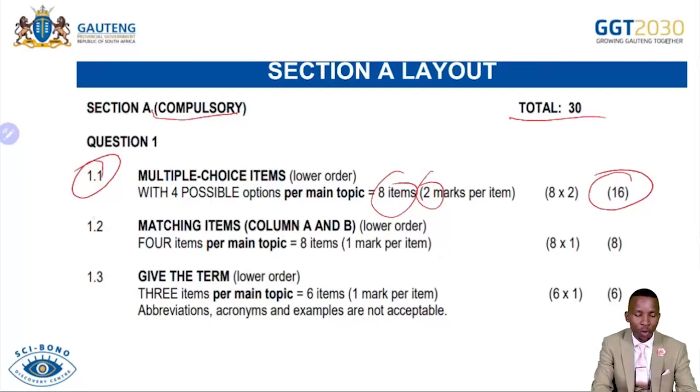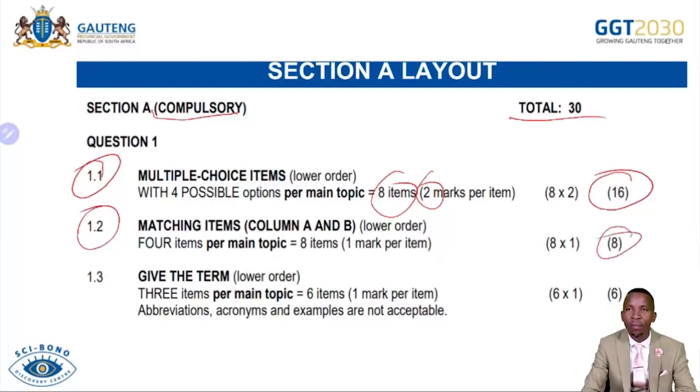And then 1.2 is matching items, where you are given column A and column B. It's also lower order. Each answer is 1 mark, so you work out of 8 marks. It is achievable. It is highly possible that you get these 8 marks. The main important thing is that you don't guess, because if you get one answer wrong in 1.2, you are likely to get a second one wrong. For example, you take an option for 1.2.1 and put it at 1.2.3, and then you are wrong twice. So it's very important to be careful.